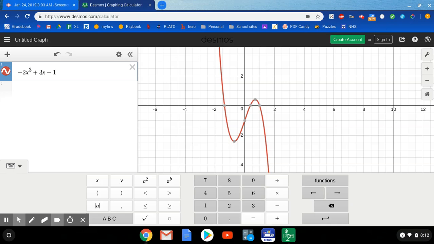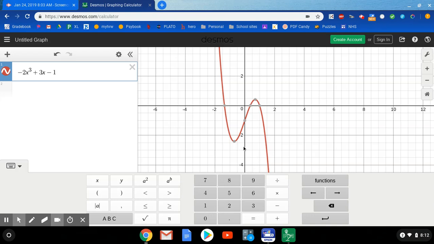Okay, while we were paused, I had a couple questions that we probably should go over. How do I make my window normal? You hit zoom 6. And then somebody asked, how do I make my window taller if I need to see something that's off the screen up top? Up top, we need to hit window and then go to Y max and make that a bigger number. That will make your window taller.